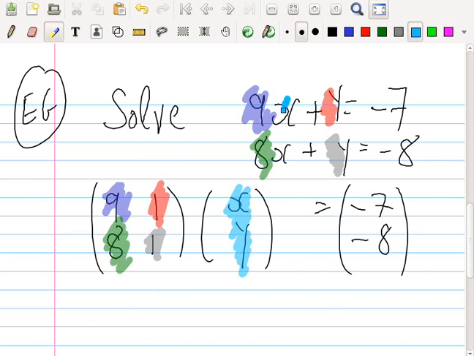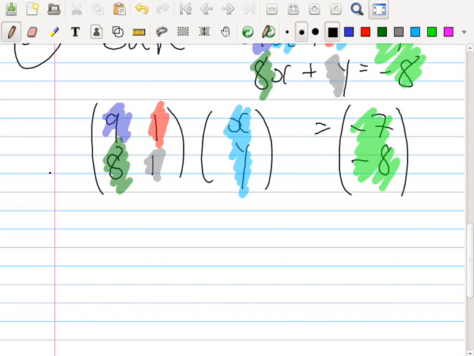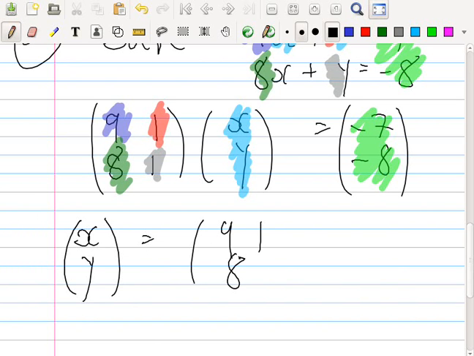The x and y, because it's x and y here, and then 7 and 8 goes there. So in other words, these four numbers are the four numbers here on the left, and these two numbers are the two numbers here on the right, and x and y because it's x and y here. Now we can use our formula that I just showed you. The answer, x and y, is equal to the inverse of 9 8 1 1 times minus 7 minus 8.